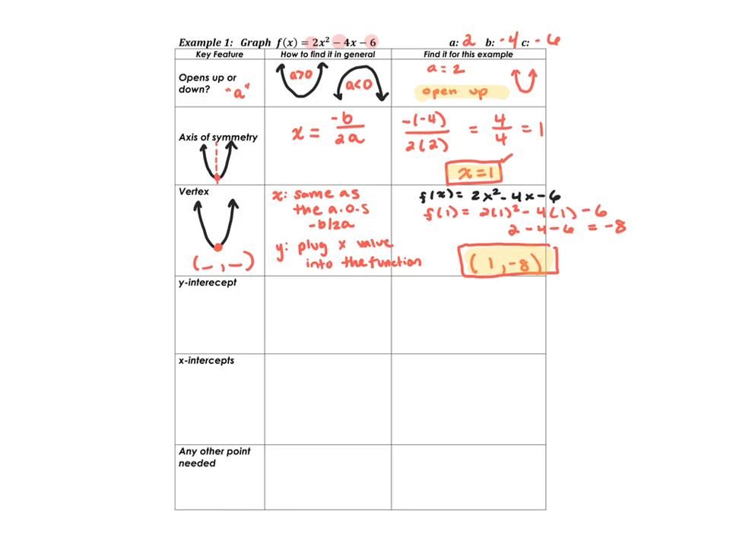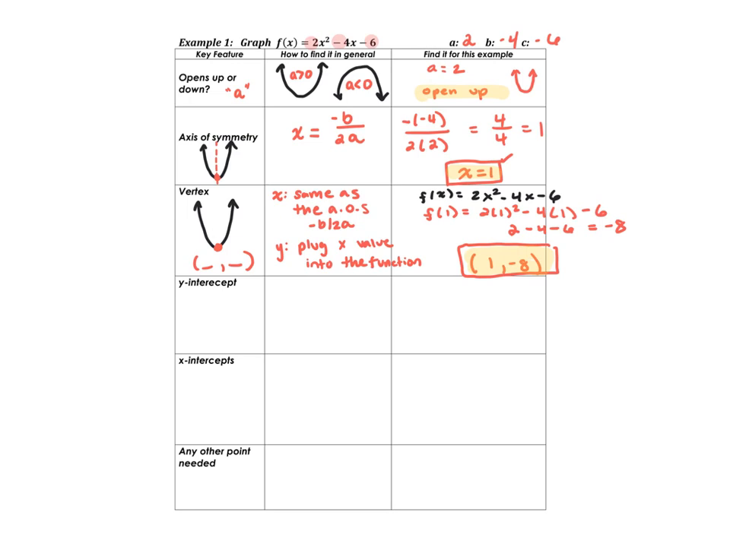Hey everybody, in this video we're going to continue graphing 2x squared minus 4x minus 6 and find the y-intercept, x-intercepts, and any other point that's needed and actually put these things on a graph. Okay, so we already decided that it opens up. We found the axis of symmetry, x equals 1, and the vertex of 1, negative 8.